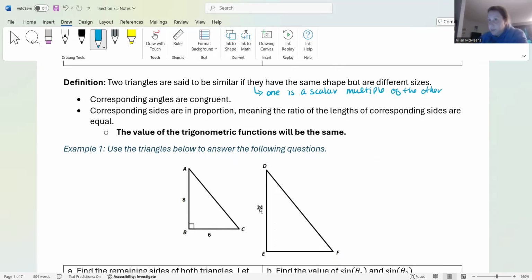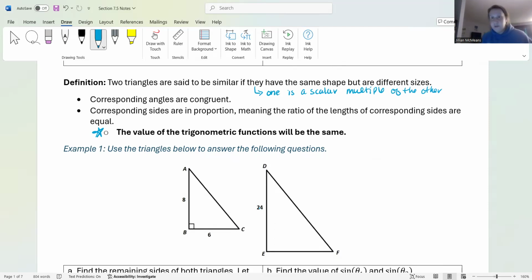And what's really cool about this for us is this right here. The value of the trigonometric functions will be the same. So it doesn't matter which triangle you're looking at. If you're finding sine of a particular angle, you're going to get the exact same ratio from one triangle to the next. Okay? So let's think about what some of this is going to look like for us.